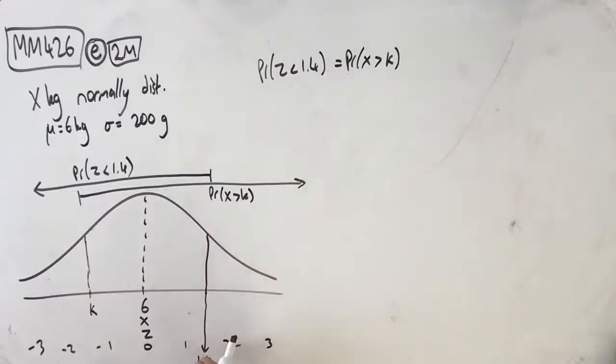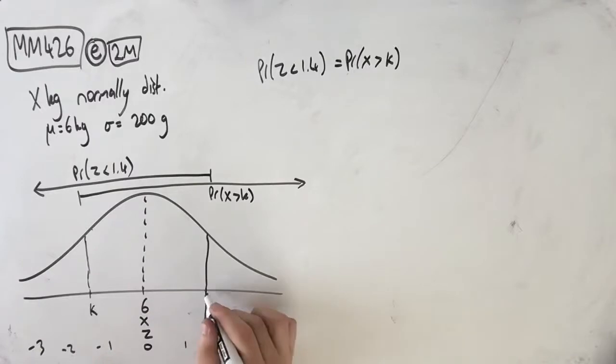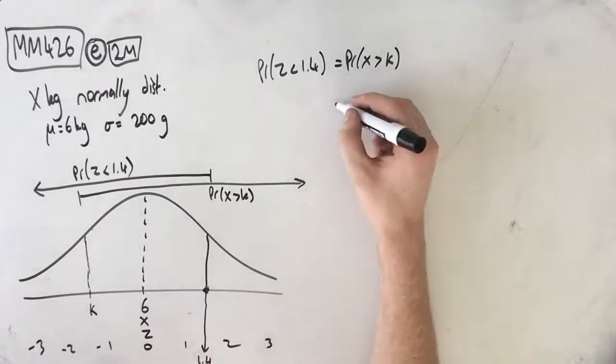So firstly, we have to figure out what our X value is at this point. Okay, so we need to figure out how far away from 6 we are at this 1.4.